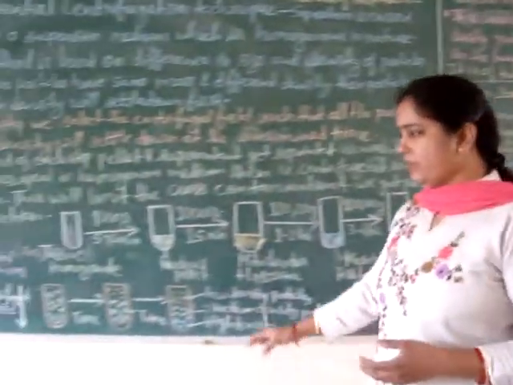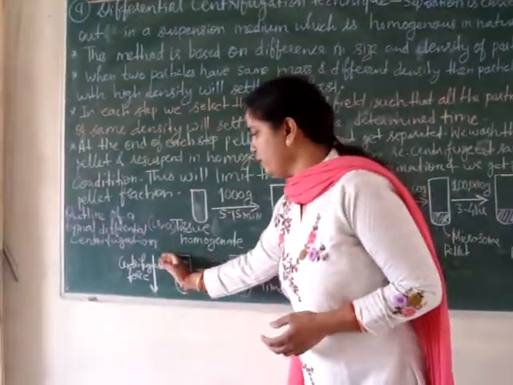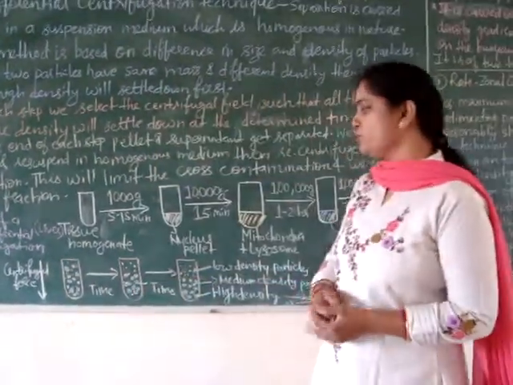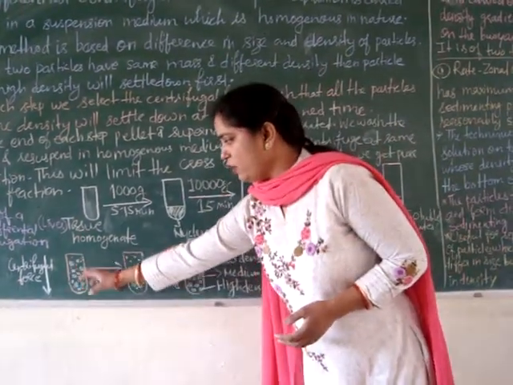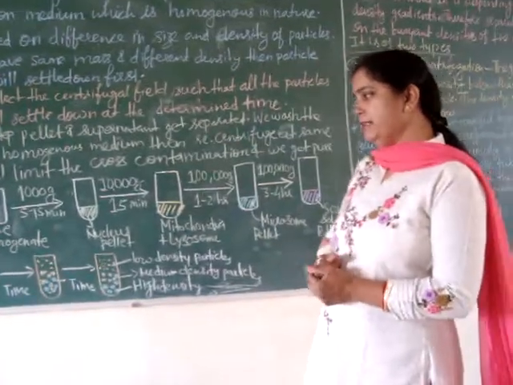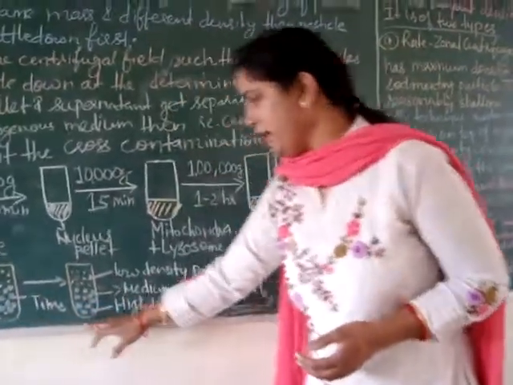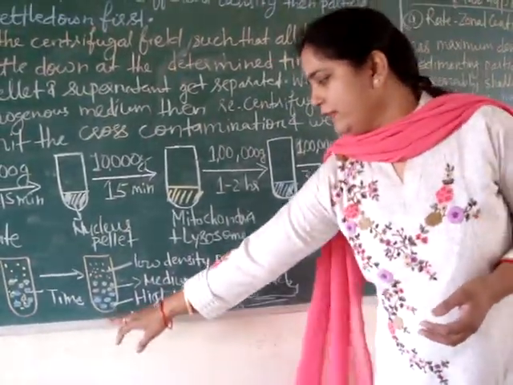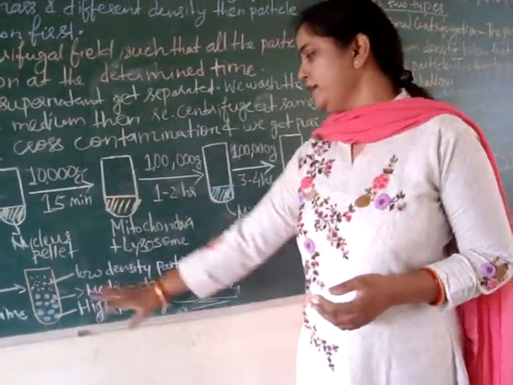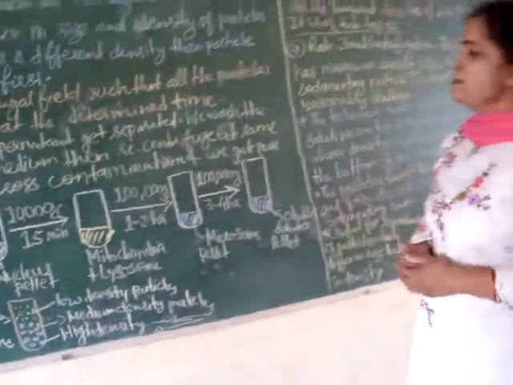You can see here the centrifugal force that is applied towards the bottom of the centrifuge tube, and here the particles of mixed size are there: small, medium and large particles. When we increase the time, at the bottom we first get high density particles, then medium density particles and low density particles.